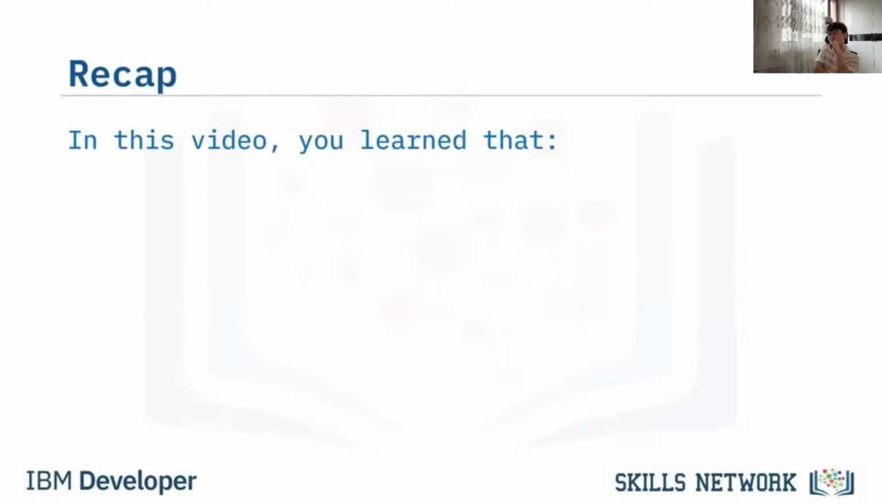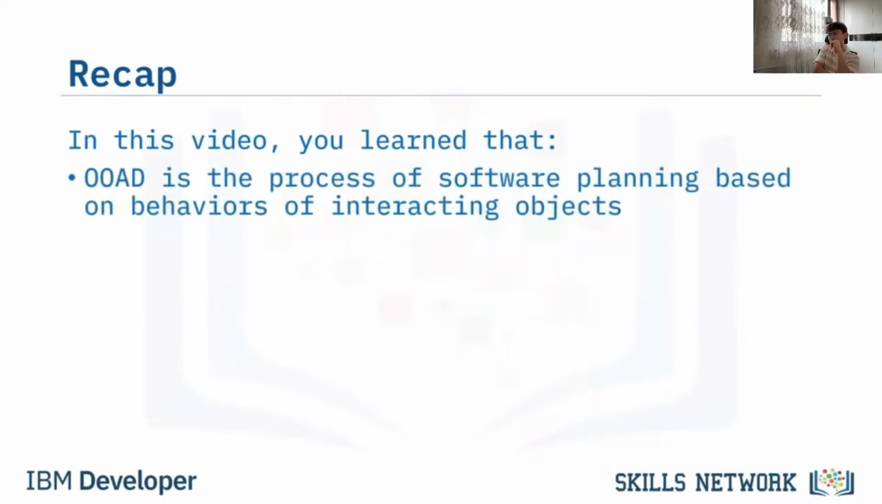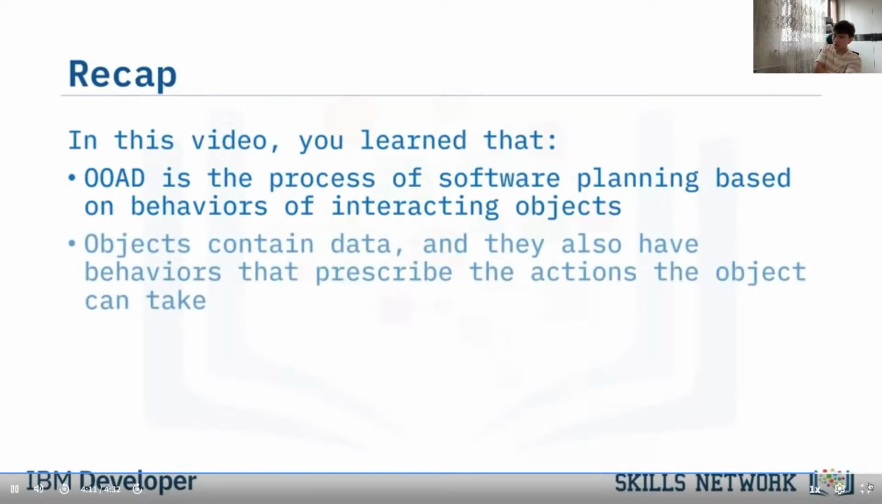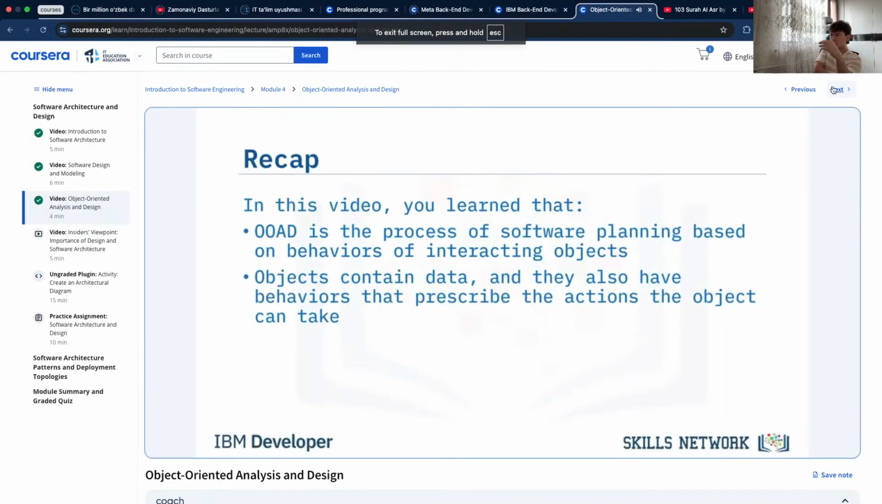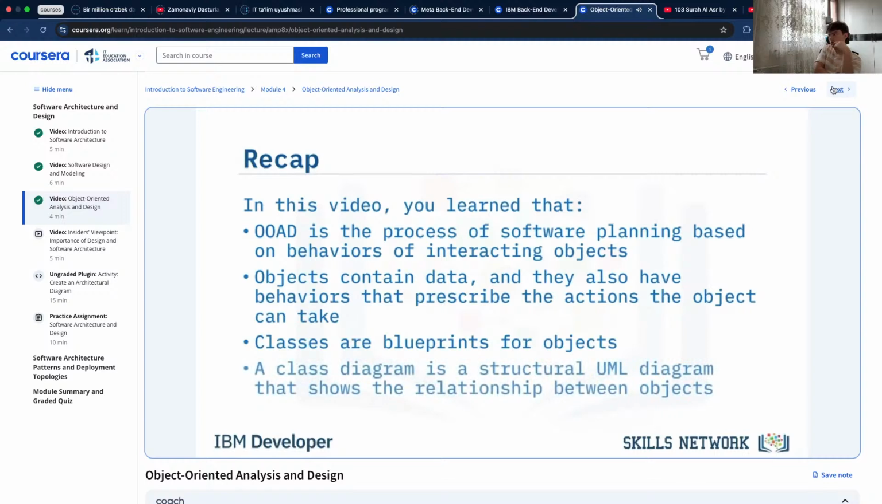In this video, you learned that object-oriented analysis and design is the process of planning a software system based on the behaviors of interacting objects. Objects contain data, and they also have behaviors that prescribe the actions the object can take. Classes are blueprints for objects, and a class diagram is a structural UML diagram that shows the relationship between objects.